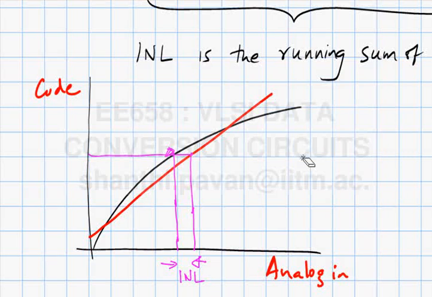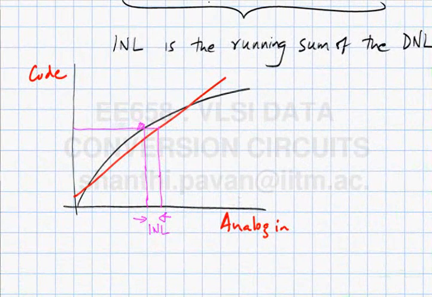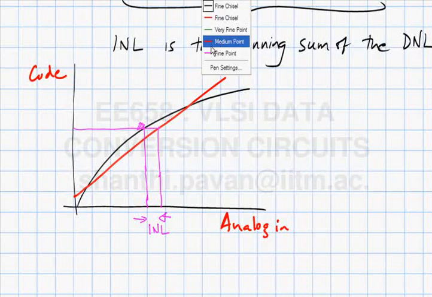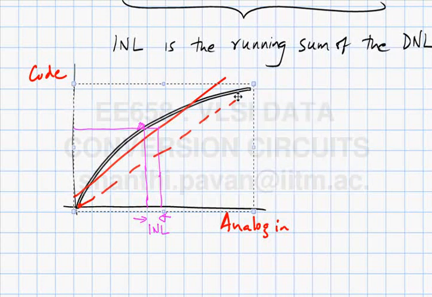INL is indicative of the general trend, the general shape of the ADC characteristic. DNL is an indication of the local jumps of the characteristic. As I kept saying, it is good practice to do what is called best fit INL. A lot of people also do what is called endpoint INL, where they assume the ideal transition is simply obtained by shorting the endpoints to get the ideal straight line.